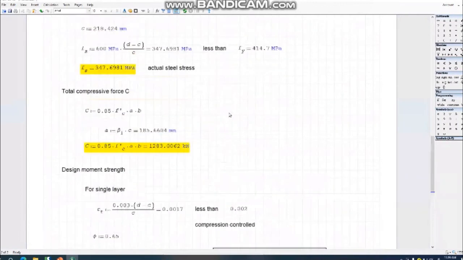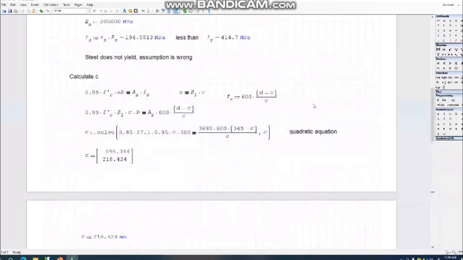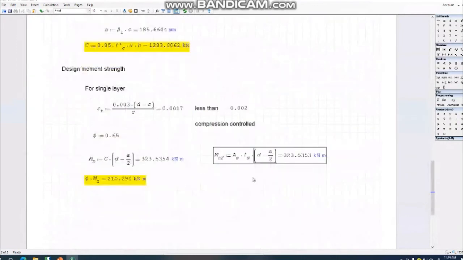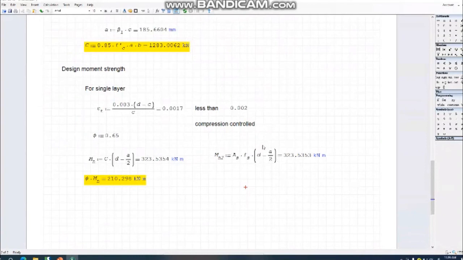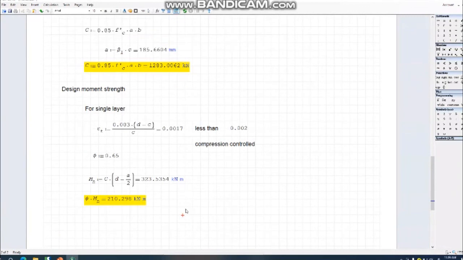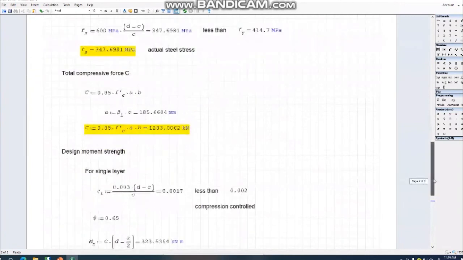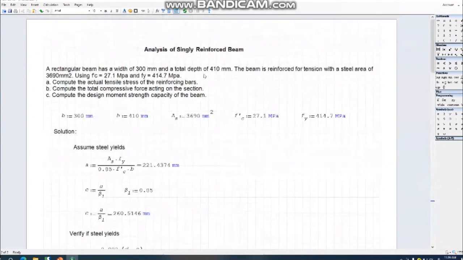But in this case sa ato, since wala nag-yield na atong steel, FS yung gagamitin mo. So pwede gapon kini, you can have the same answer, no? Okay, so that is the answer. This is how you analyze beam, no? So, kining example, this is for compression control.